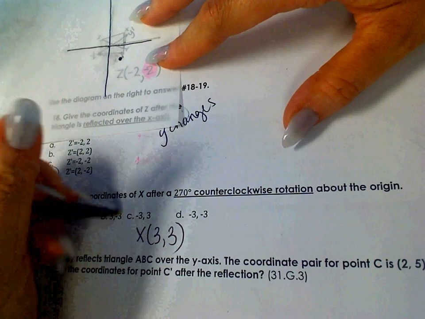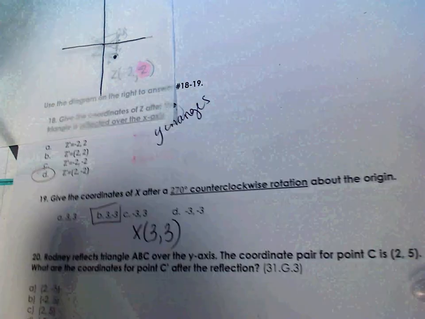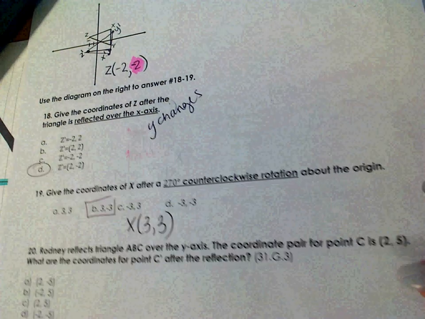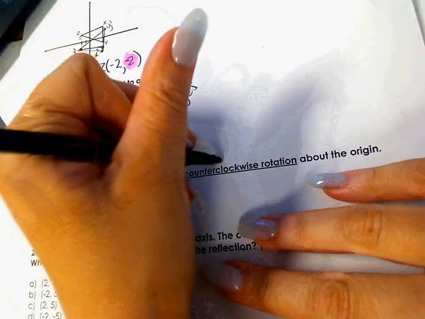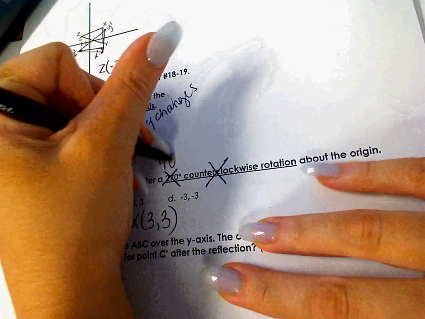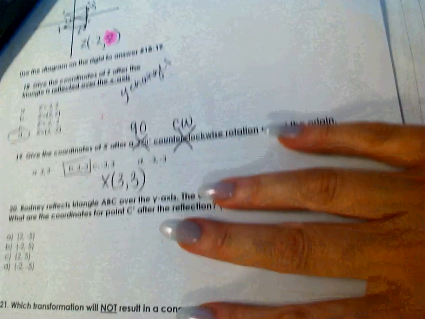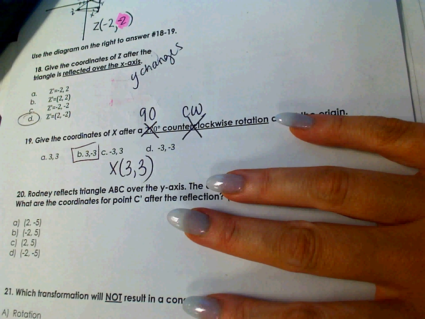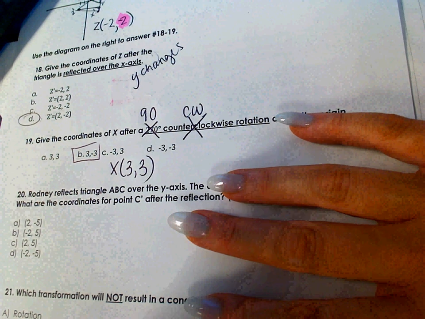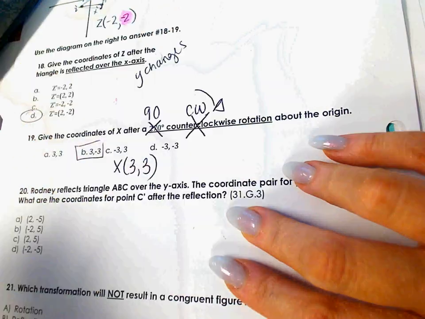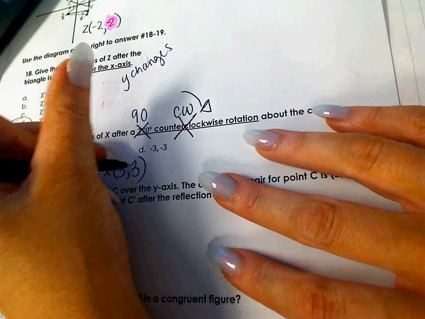And remember, without a graph, the rule for 270 degrees counterclockwise is the same as 90 clockwise. So the coordinates switch places, and then you change the sign of the one on the right. Clockwise is this way. Yeah, so 3 and 3 switch places, and then you change the sign of the one on the right, and that's 3, -3.